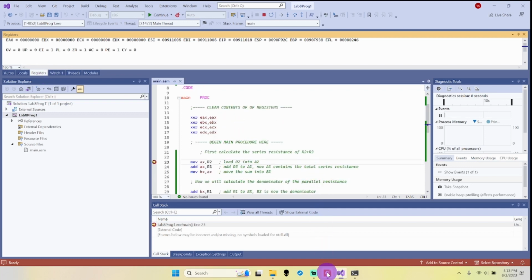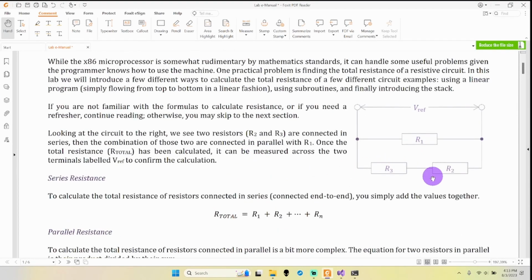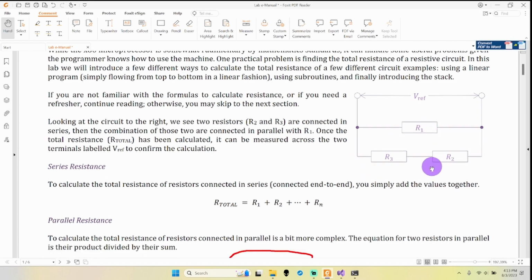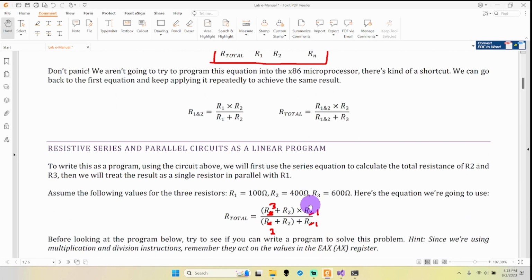So remember, from what we're trying to do here, let's go back to the drawing. We have 3 resistors. We're going to add resistor 3 and 2 together using the series formula, which is this one right here. Just add them up. And then once we get the total, we're going to add resistor 1 with the total of resistor 3 and 2 using the parallel formula, which is this one up here or this one right here. And of course, there's all of them together. So there's the formula we'll be using in a way.